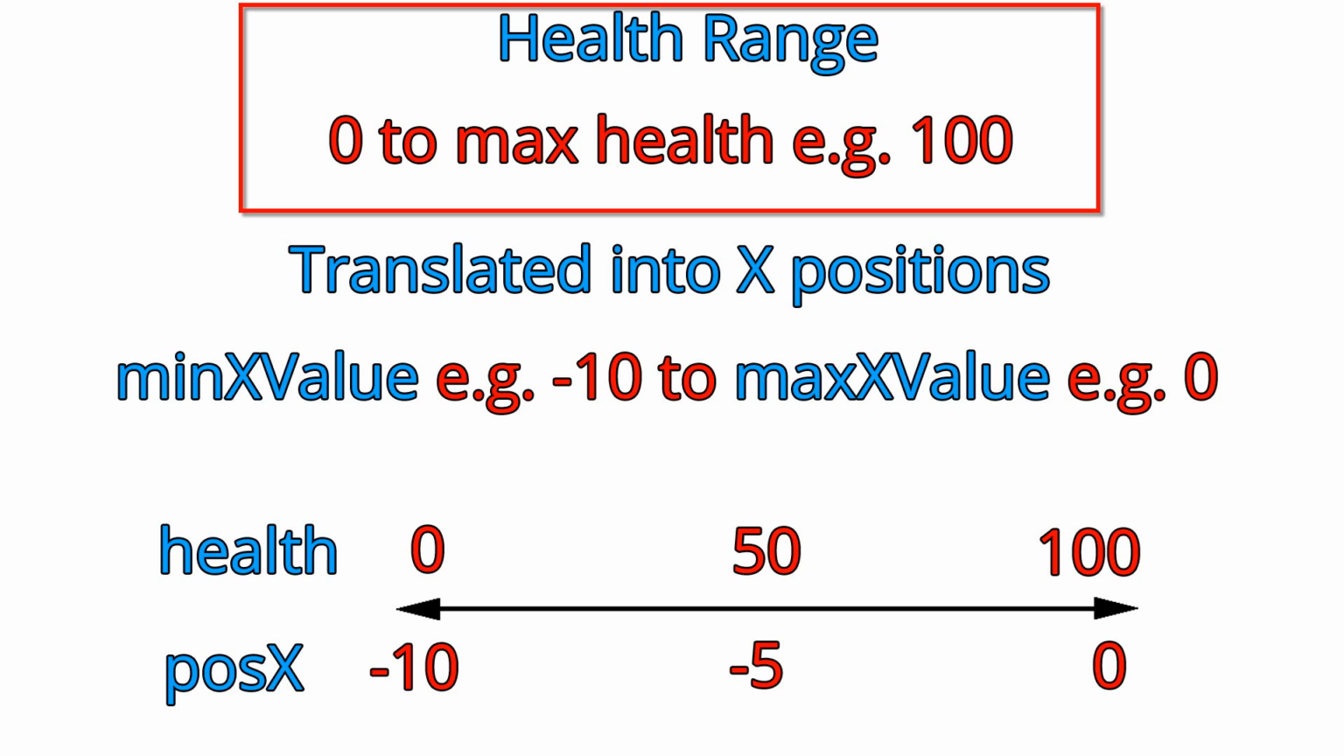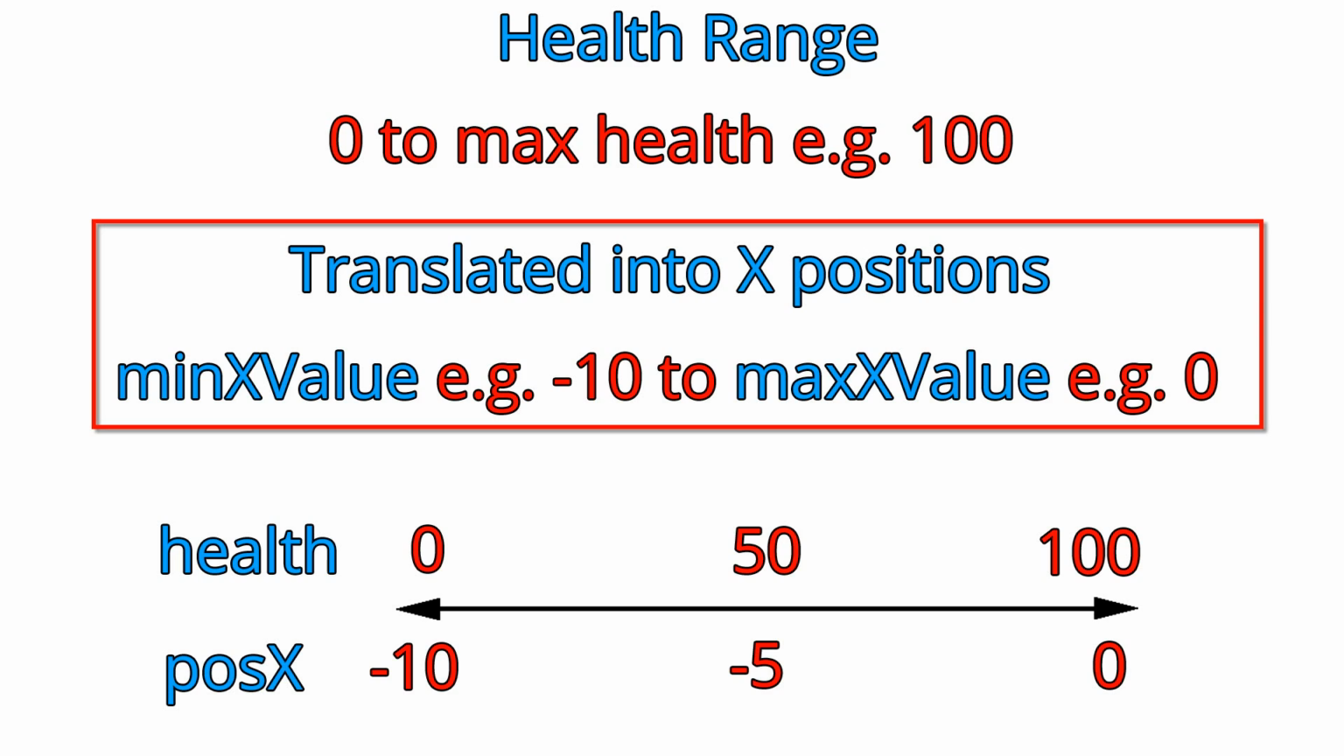As you can see, we have a health range from 0 to 100, for example. It can be 1,000 or whatever you put your maximum health. But for now, let's just look at the example where we have 100 as maximum health. Then we need to translate this health into an x position between -10, for example, and the max value of 0, as we saw in the example earlier. So translate 0 to 100 to -10 to 0.